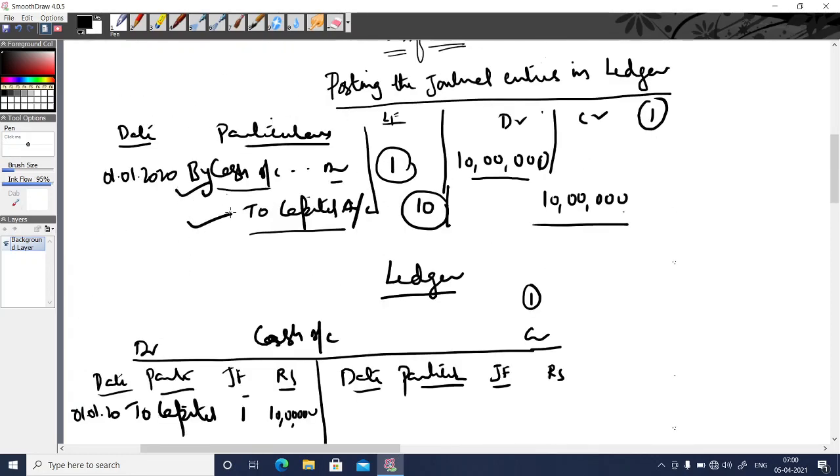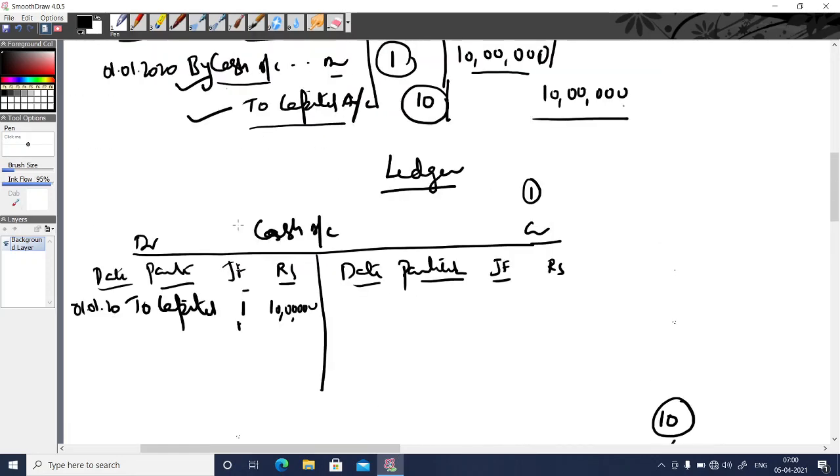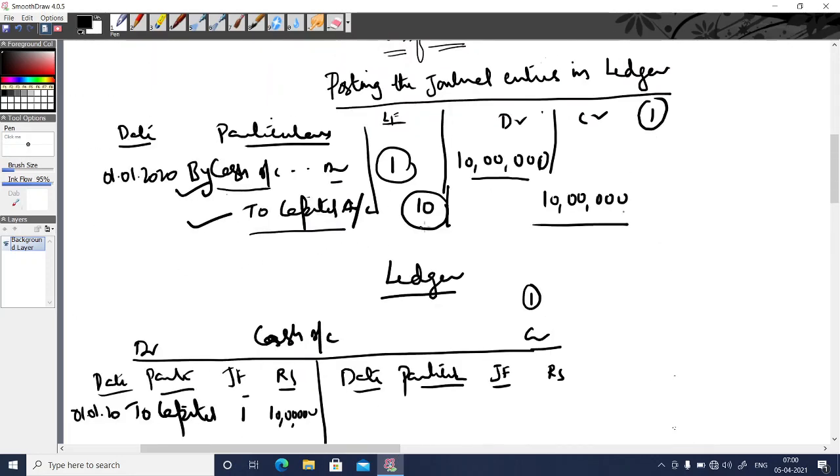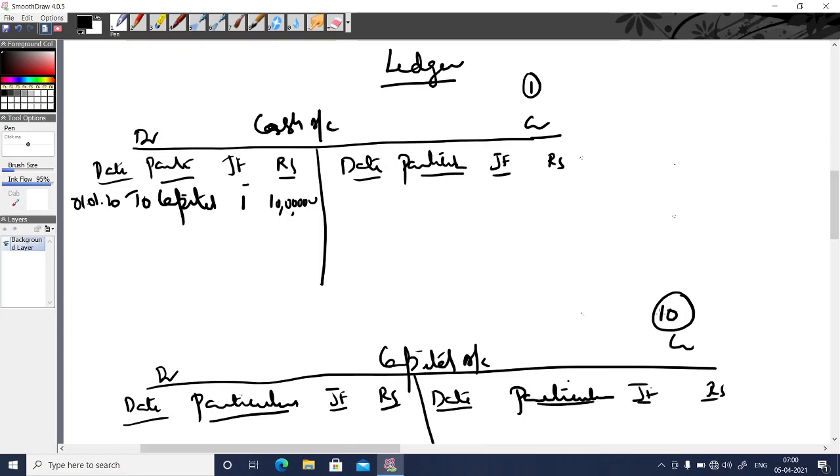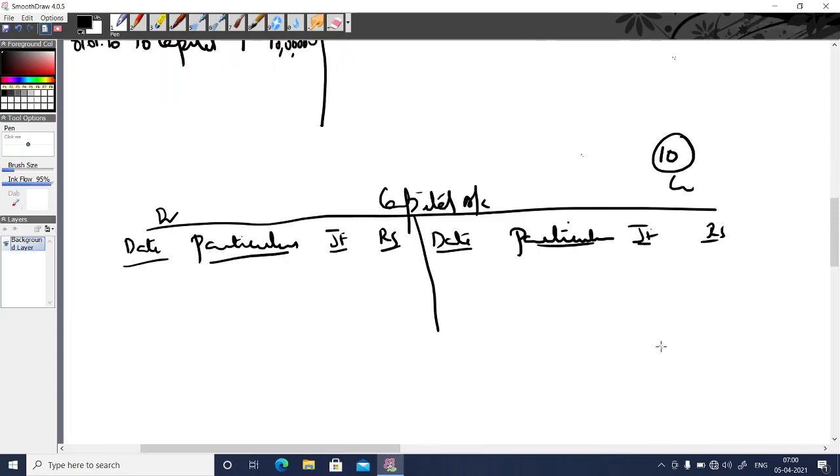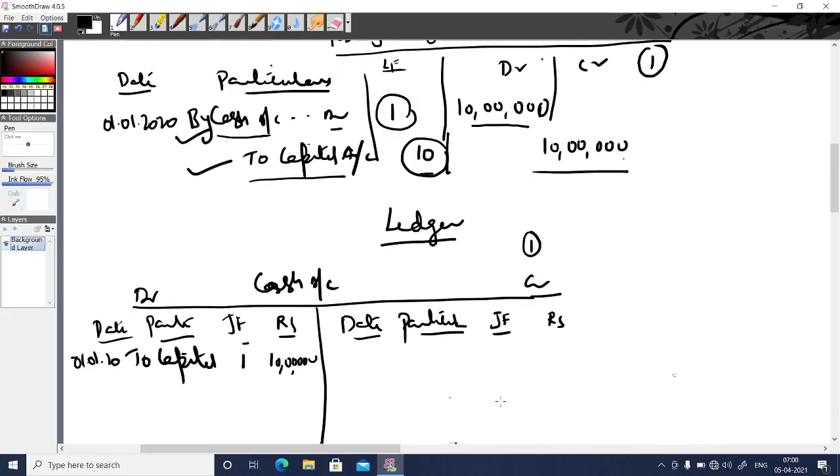Now I have to post the credit aspect of this journal entry. I'll go to the capital account. In the entry itself we are writing to go to page number 10 of the LF, so we go to page number 10 of the LF. In the capital account, I'll write the date, 1st January 2020, by cash. Again, this is page number 1 of the journal folio, that means it is the page where the entry is recorded in the journal. So we are giving a cross linking, rupees 10 lakhs. This is how we post the journal entry in the ledger account.